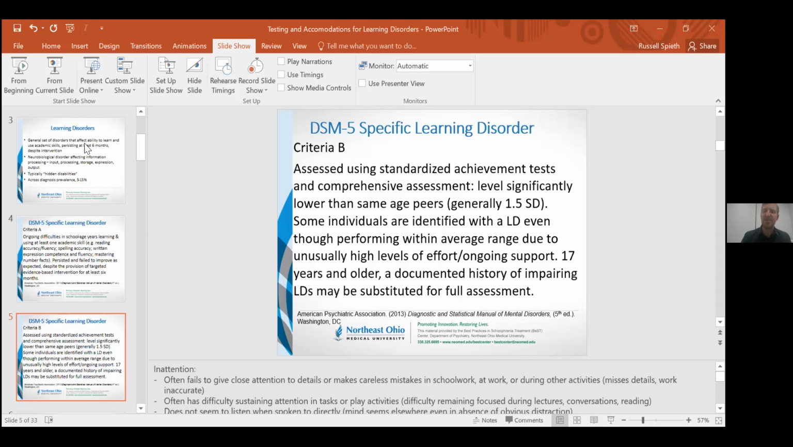At 17 years or older, a documented history of impairing learning disorders may be substituted for a full assessment. But oftentimes, like in my work, I'd be working with people who are maybe going to be taking the GRE or the MCAT or the LSAT. So they would need to do a full new comprehensive assessment to see if they were eligible for accommodations for those tests.